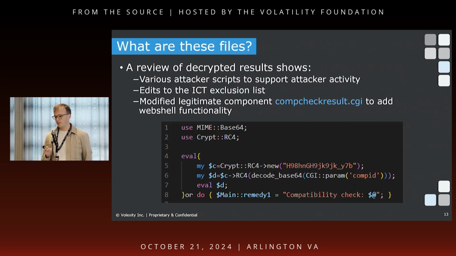A review of these decrypted results shows various things that support what you might expect. Various bash scripts designed to install things, like make sure that their web shells are working. The edits to the ICT exclusion list, which is why the Integrity Checker tool did not work. They tried to modify the exclusion list, which is used to configure the integrity checker tool to tell it which files are expected to change, and the attacker was adding every file that they had modified to that list, but they had made a typo, which was causing the bit that reads that list in to fail.